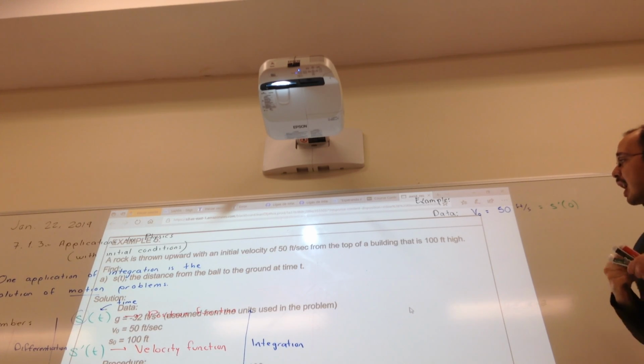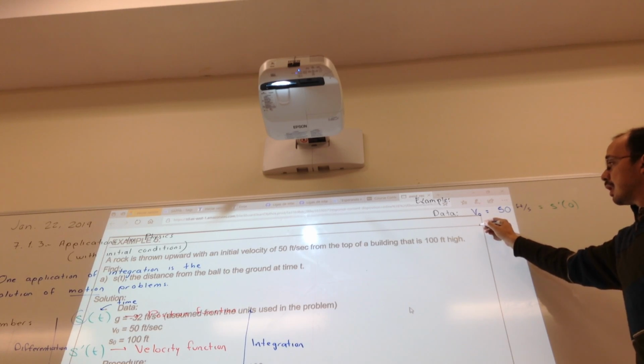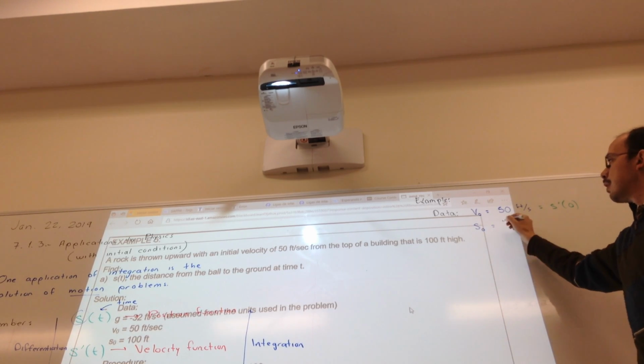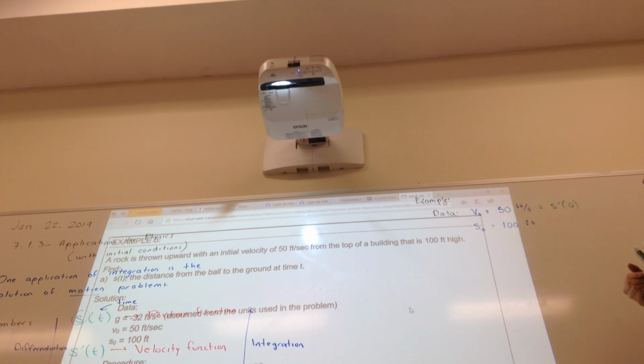And the next one, 100 feet, what's that? Initial position. So s sub 0 is 100 feet. Mathematically speaking, what is that? If this one is s prime of 0, the position is going to be s of 0, okay? Velocity when the time is 0, position when the time is 0. So those two are what? Those two are my initial conditions, like the ones that we saw yesterday and Friday, remember? Very good.